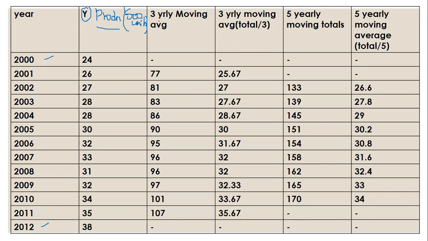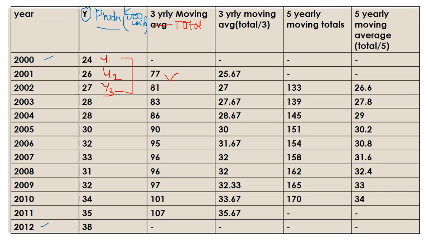Now firstly we have to find out the 3-yearly moving total. It is not the average first, we will first find the 3-yearly moving total, which means y1, y2, y3. Add the three of them: 24 plus 26 plus 27 will give you 77. So that will be your first moving total.